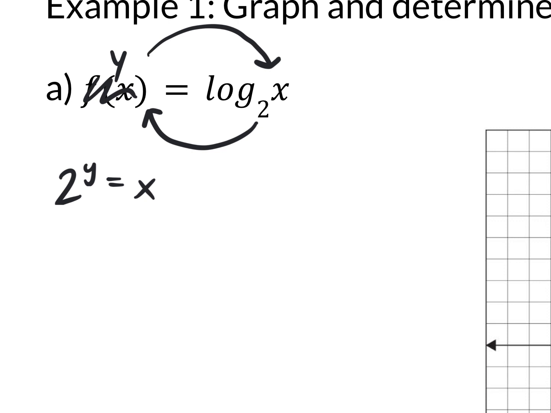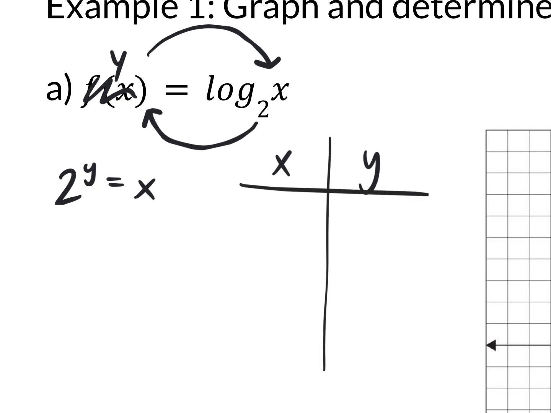Okay? So if I plug in some values of x and y, we're going to plug in values for y this time, okay? Because if I plugged in values for x, again, are we going to be able to solve those very easily? No. So our numbers are going to go in for y, negative 2, negative 1, 0, 1, and 2.